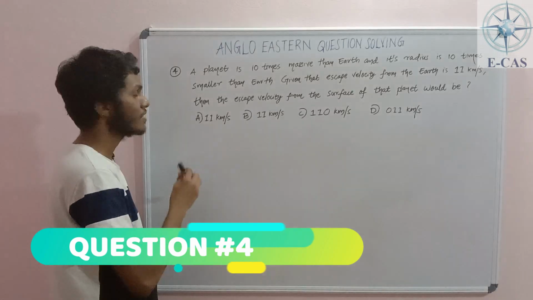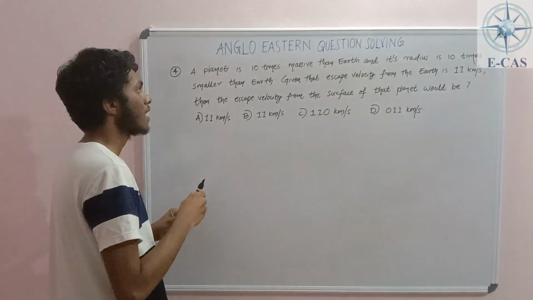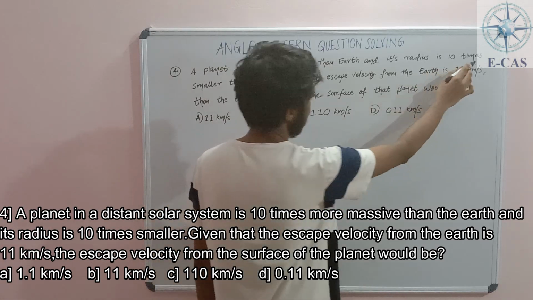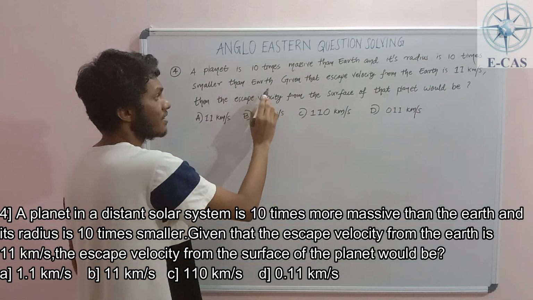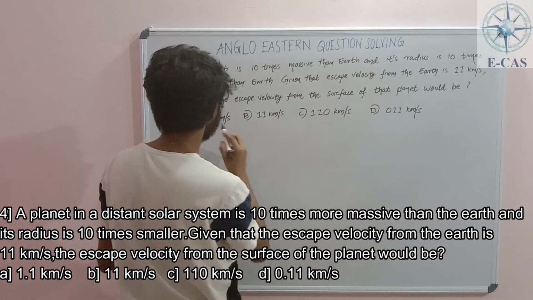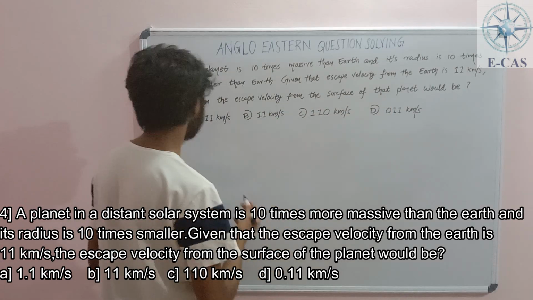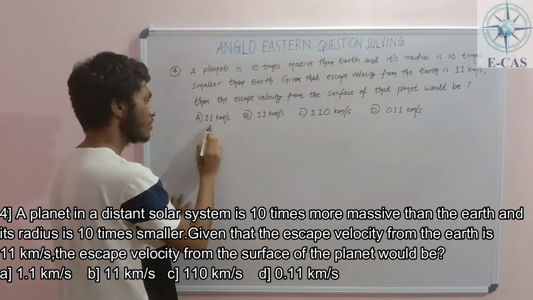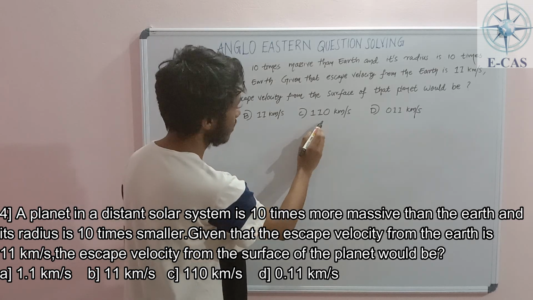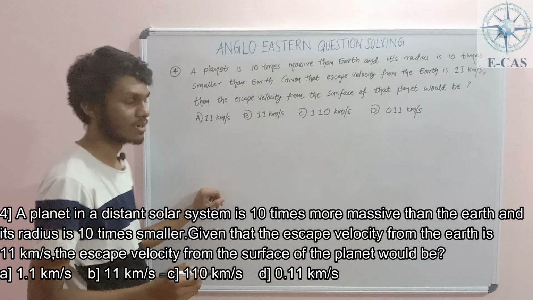Next question. This is a very good question, so you should listen carefully. A planet is 10 times more massive than Earth and its radius is 10 times smaller than Earth. Given that escape velocity from the Earth is 11 km per second, then the escape velocity from the surface of that planet would be: option A, 1.1 km per second; option B, 11 km per second; option C, 110 km per second; and option D, 0.11 km per second.